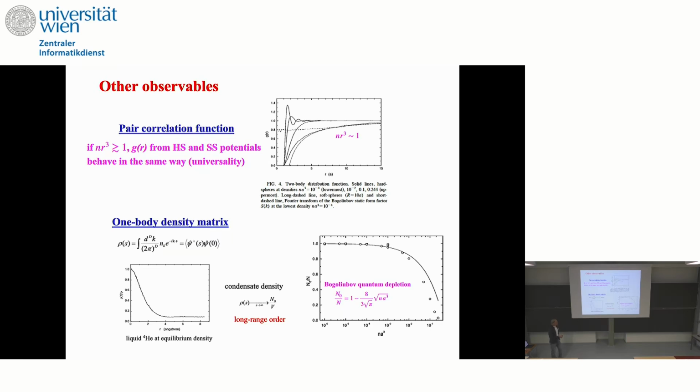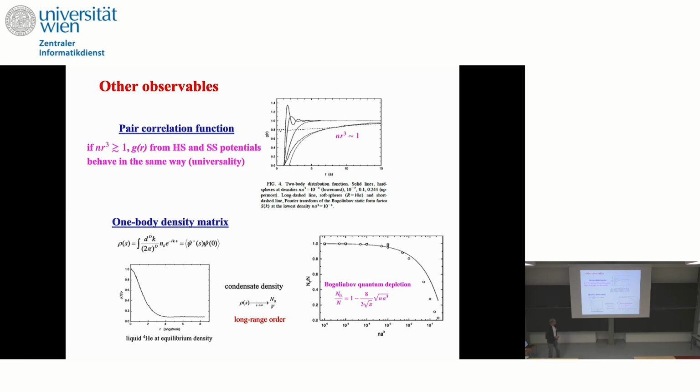By the way, here we show also the comparison with what you could calculate from Bogoliubov theory. In Bogoliubov theory, you can calculate the Fourier transform of g of r, that is the static structure factor. Then you do the Fourier transform and you get g of r, and you get this line here, which in this region agrees with what we found for both hard spheres and soft spheres.